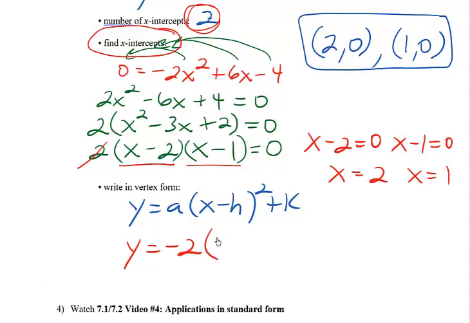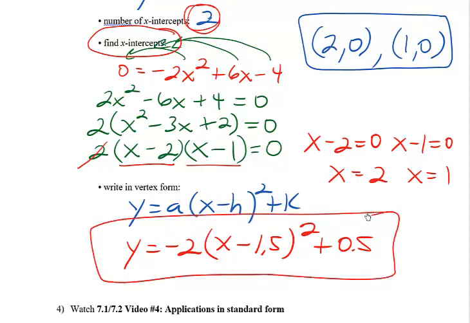h is the x coordinate of the vertex. Well, we already figured out that that was 1.5. And then k is the y coordinate of the vertex. We already figured out that that was 0.5. So as long as you've figured out the vertex, you can easily change from standard form to vertex form. What if you wanted to put it back the other way? Well, remember, that's a little bit more involved. We've practiced that before. That's where you have to FOIL out this piece and then distribute the -2 and then add in the 0.5. You might want to try that on this one just for the practice.